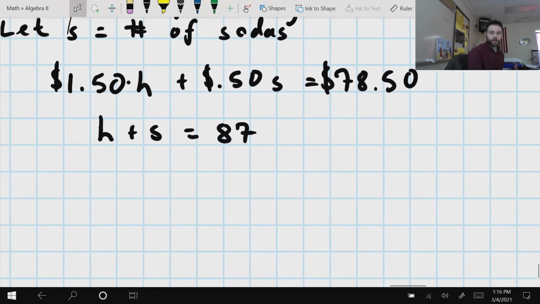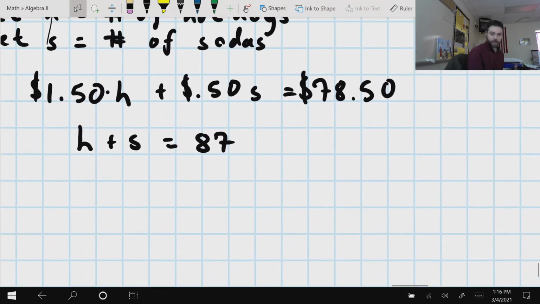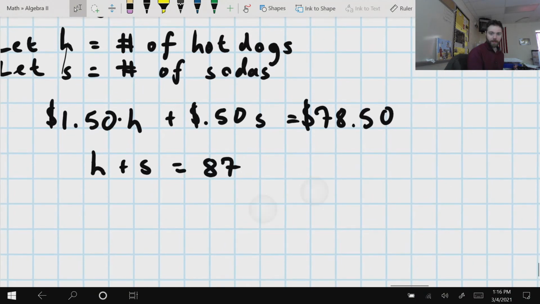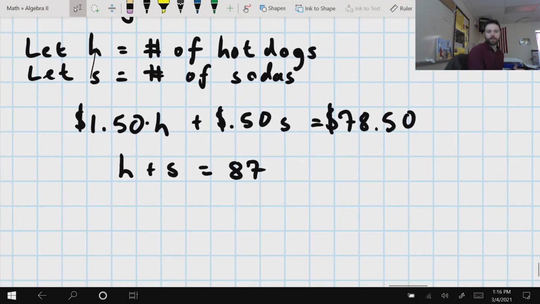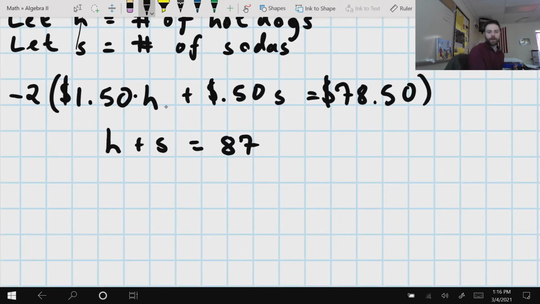And so what we're going to do is solve this problem out. I think I'm going to do it by elimination. So I'm going to leave the bottom row as is, and multiply the top row by -2. So if I multiply the entire top row by -2, I'm going to get -3h, no wait, -1h minus 1s.